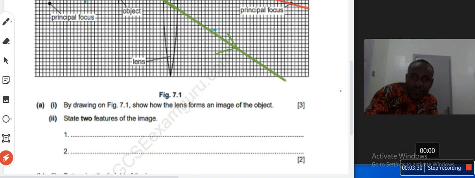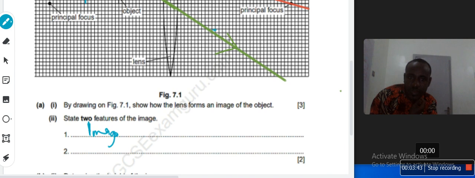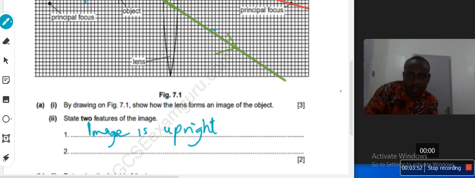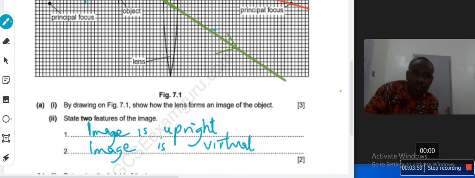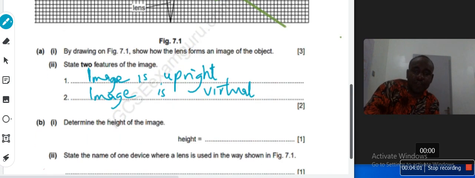So we can write the features of the image. The image is upright. The image is virtual. You may include that the image is magnified or enlarged.